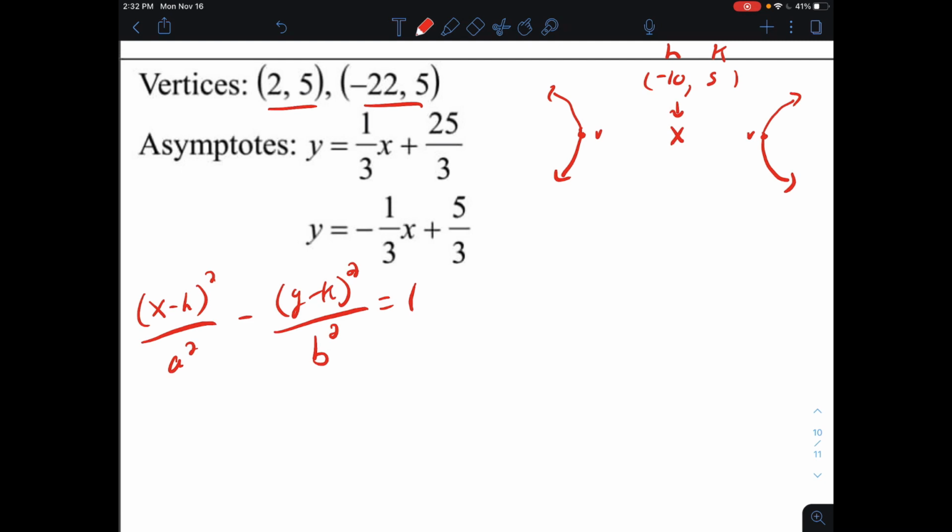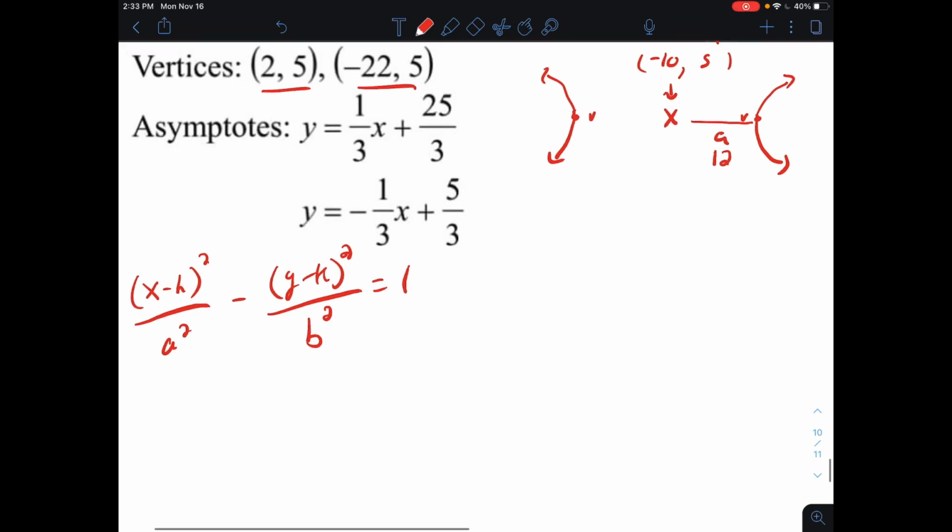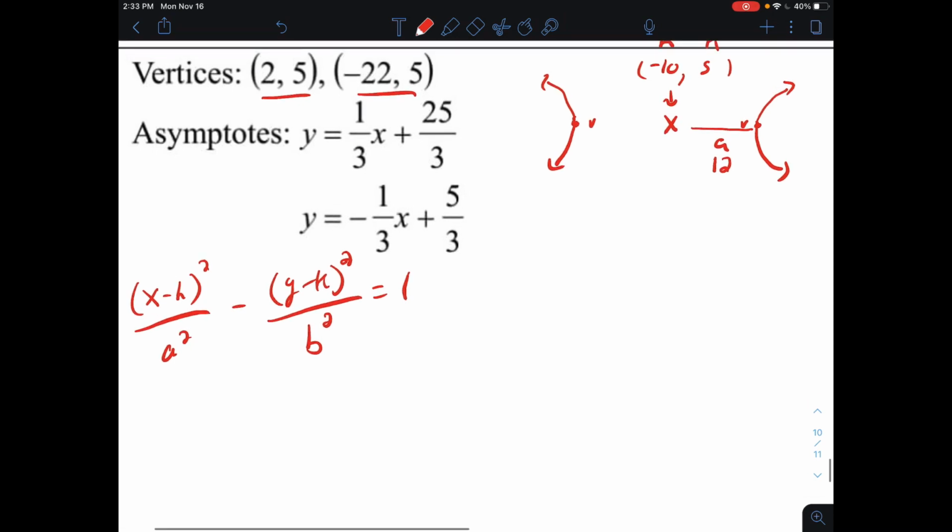The distance from the center to a vertex is going to be a. Since we have a vertex that has an x value of 2 and our center has an x value of negative 10, a is going to be 12. And the last thing left is to figure out what b is. Well, we're given our asymptotes. Now, remember, the asymptote is based on a central rectangle. That is not really drawn here, but I'll make a very rough one. All right, and so we have our asymptote lines. I'm just going to draw one. We have our asymptote there.